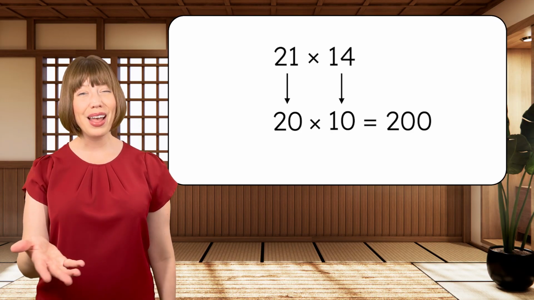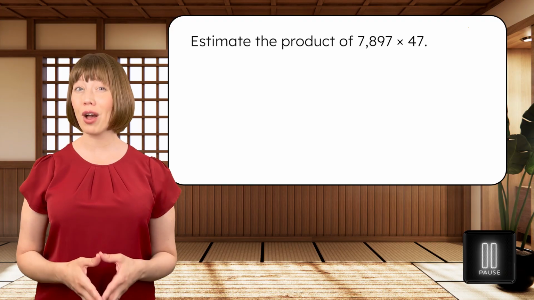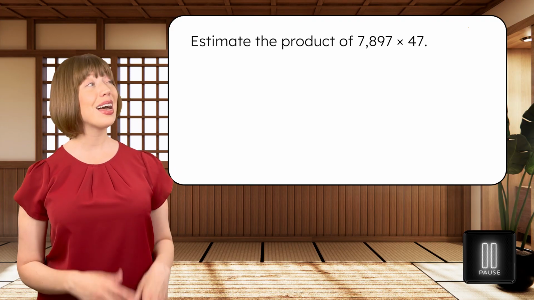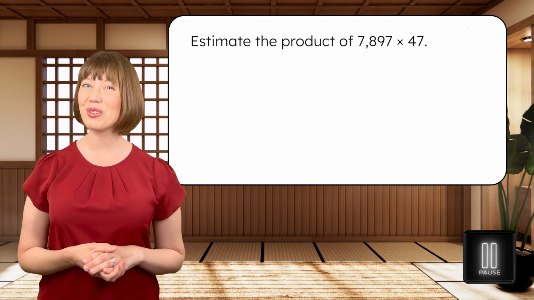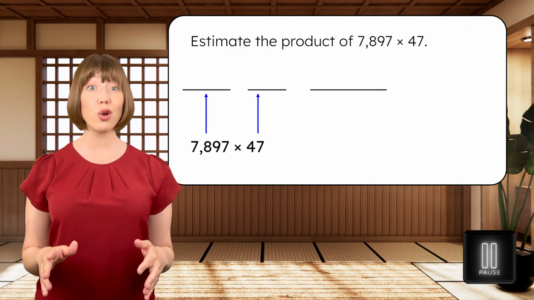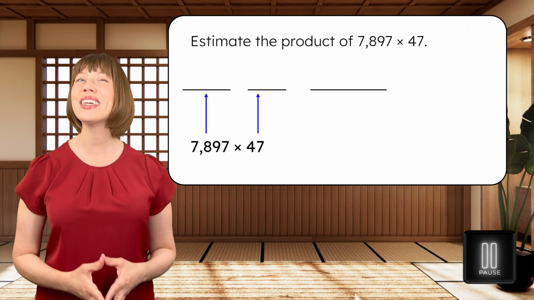Now you try. Pause here to estimate the product of 7,897 times 47 in your notes. Round each number to its greatest place value, so you're multiplying numbers that end in 0.